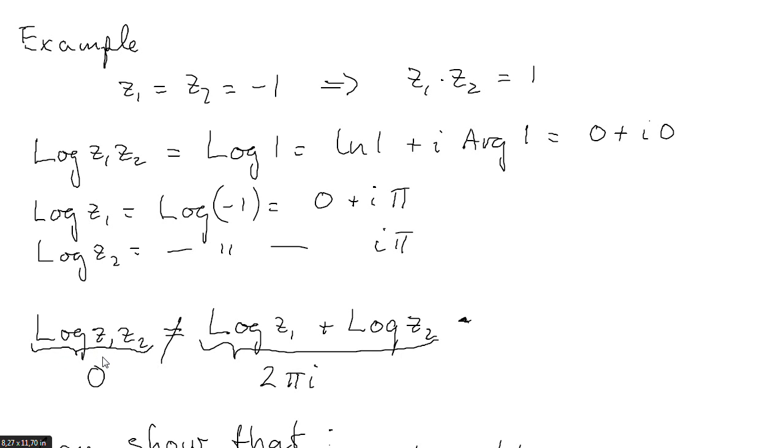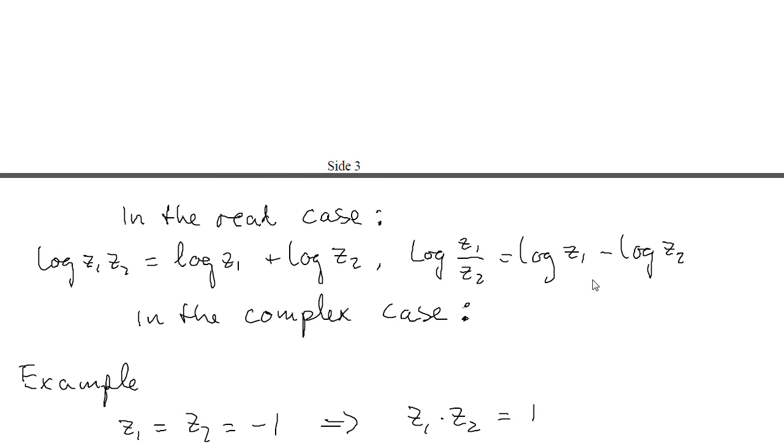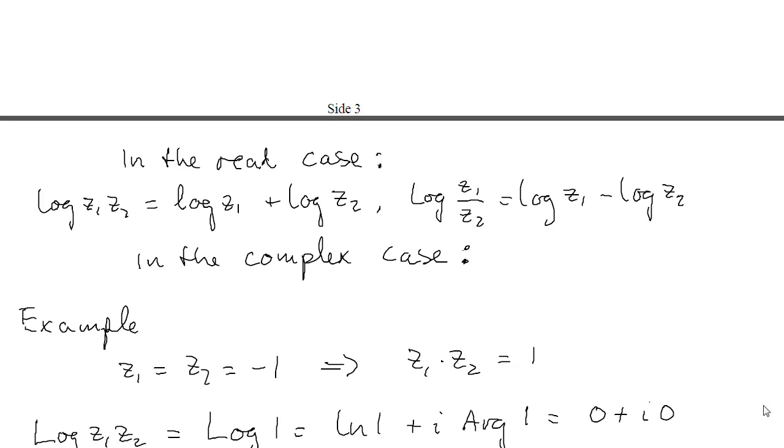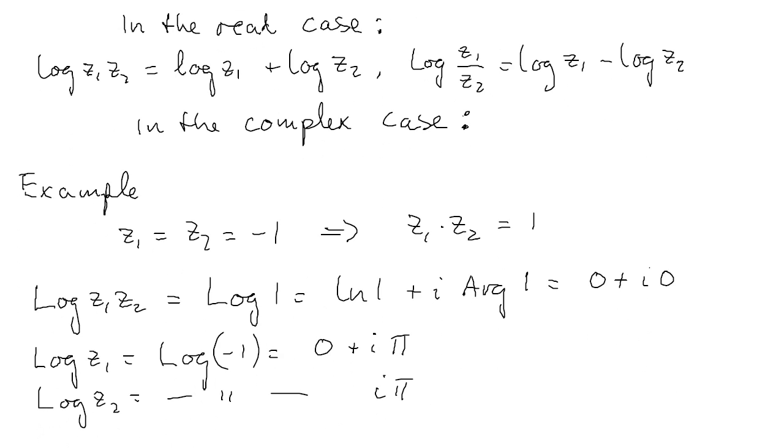So here we see that using the principal logarithm, we cannot use the same formula as we did in the real case, namely this formula. Of course, we can construct similar formulas involving the logarithm of a fraction of two numbers, and give examples that we don't have this identity in the complex case either.